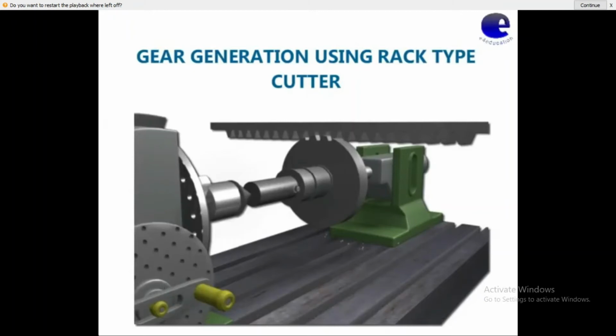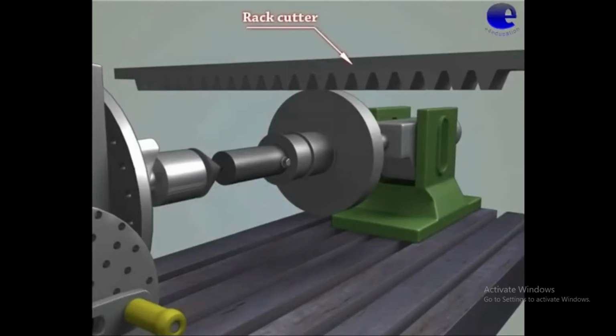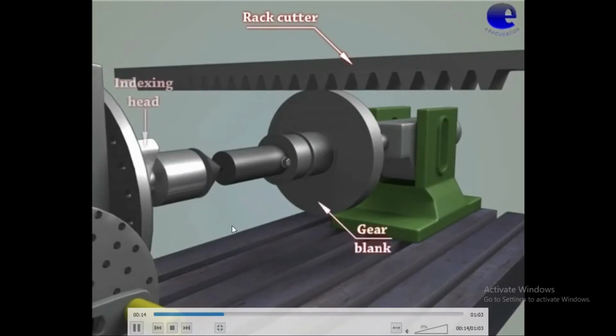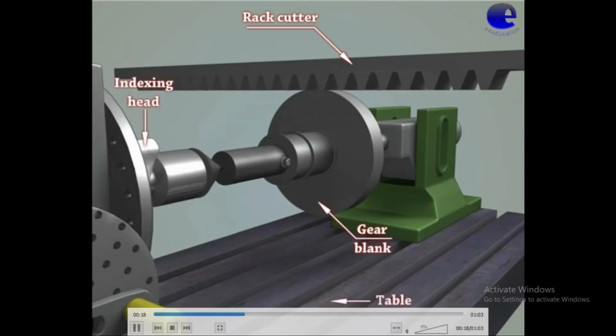Gear generation using rack type cutter. Here are the components of the rack cutter. First of all, this one is the rack cutter, second one is the gear blank, this one is the indexing head which is shown in this assembly, and this one is the table.